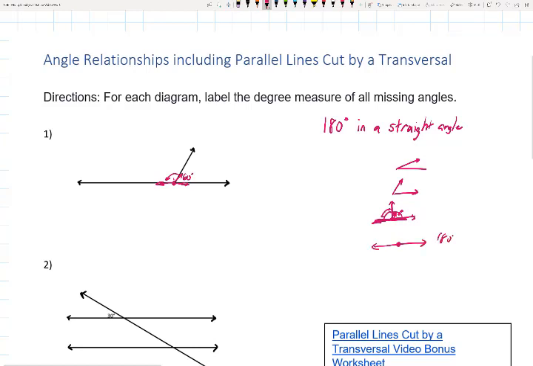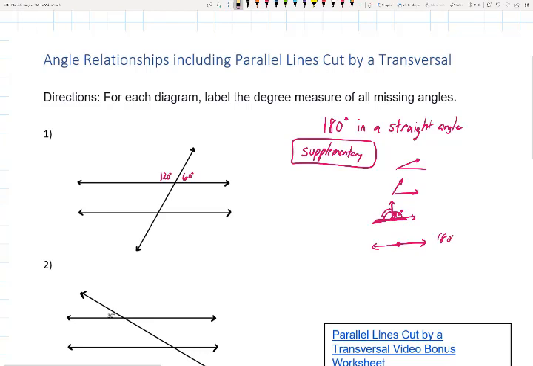So if I'm at 60, how much more do I need to add to get to 180? Well, that's 120. So if this angle over there is 60, then that angle there is 120. And they are what we call, the fancy word is supplementary. Angles that add up to 180 are supplementary. So it turns out that every angle in this diagram is either a 60 or a 120. It either equals 60 or it equals 120.